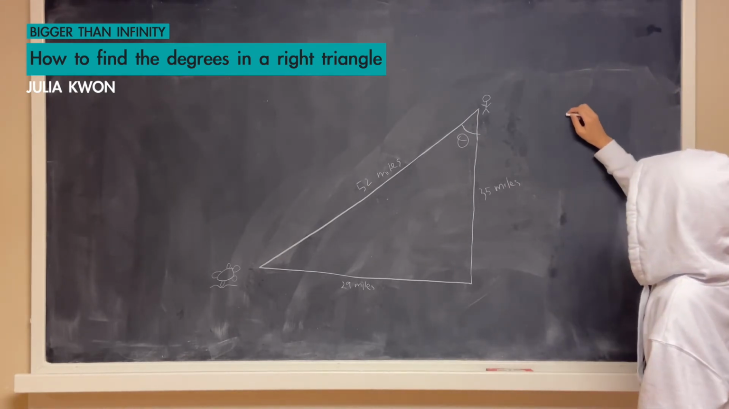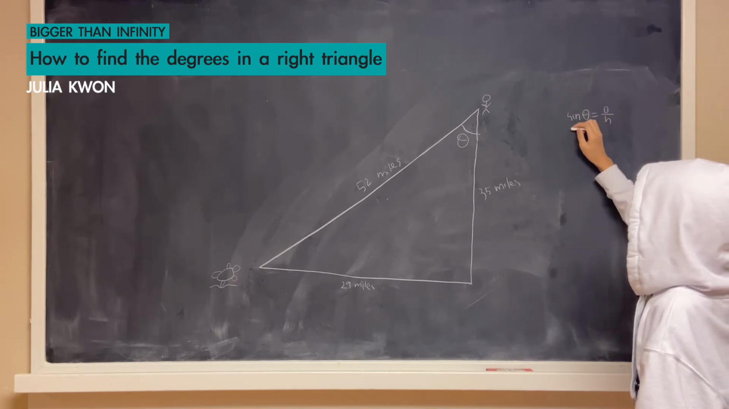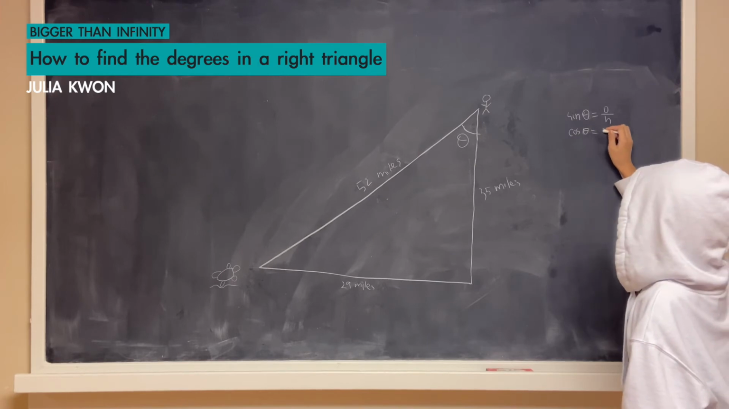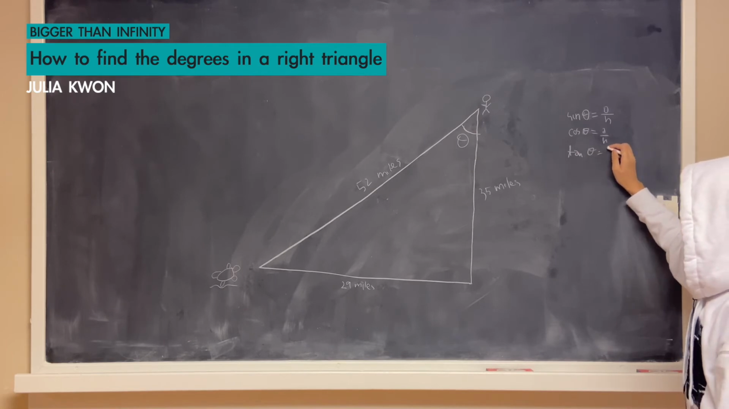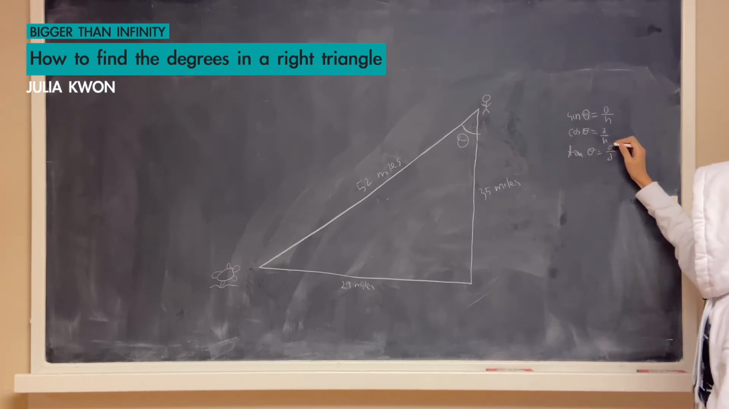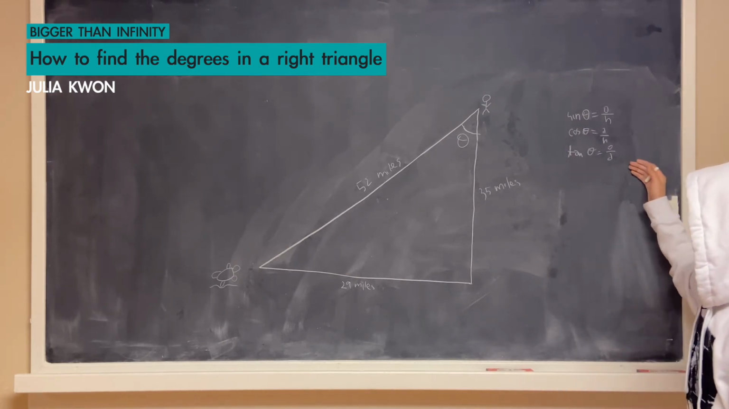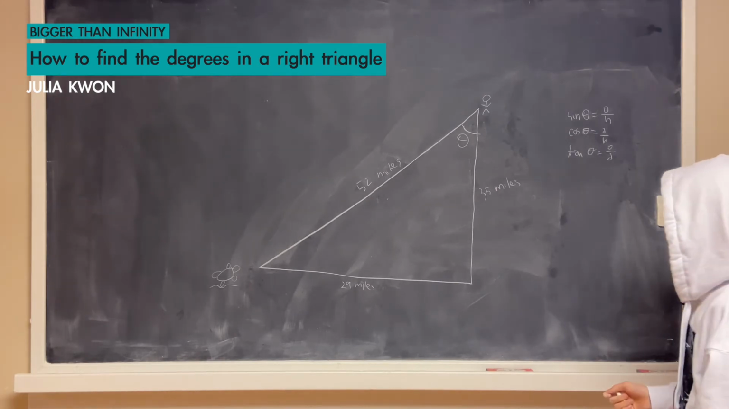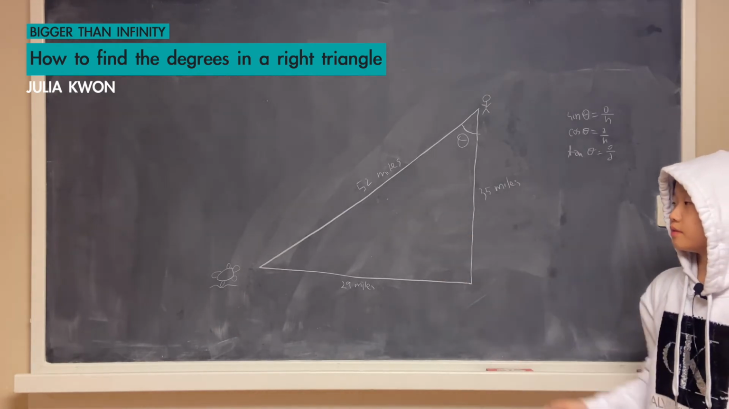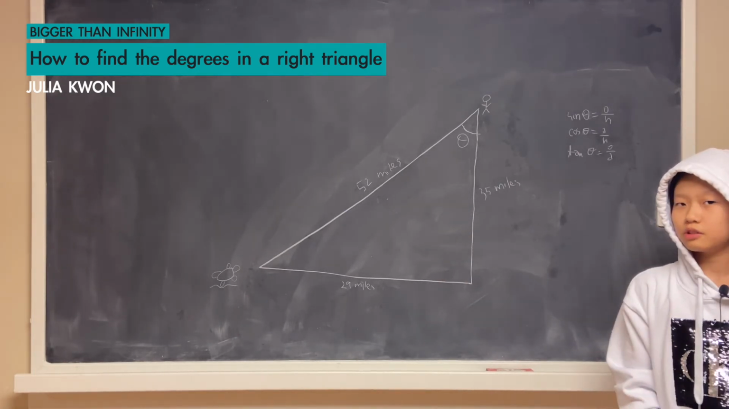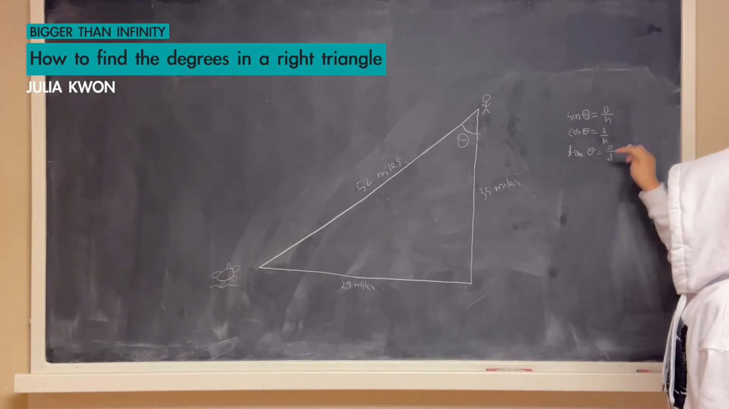And so I'll just write the trig functions again on the top: sine theta is the opposite over the hypotenuse, cosine theta is adjacent over the hypotenuse, and the tangent theta is equal to the opposite over the adjacent. And so we can use any of these three trig functions to find the degrees here, since we know all three lengths of the triangle. And so I'll just try it with the cosine theta, even though we can use any of these.